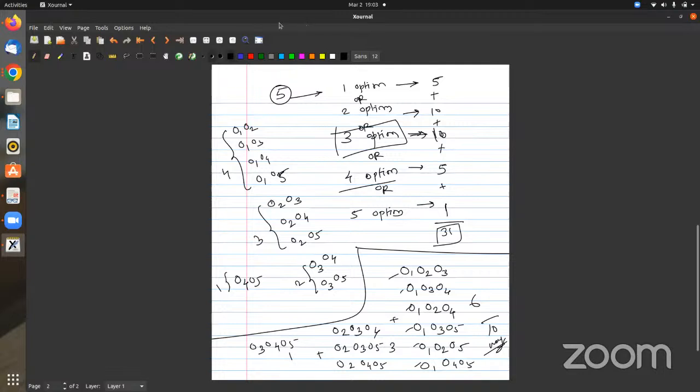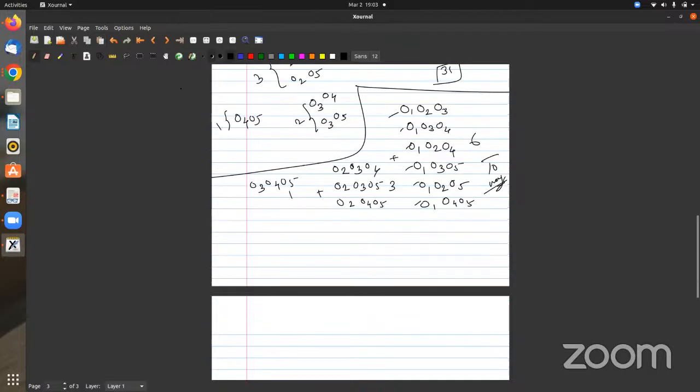Now you can tell me what are the possible ways in which I can select four options. O1, O2, O3, O4, or O1, O2, O3, O5, or O1, O2, O4, O5. Then O2, O3, O4, and O5. I think this is also the last option. Then what else can you do?